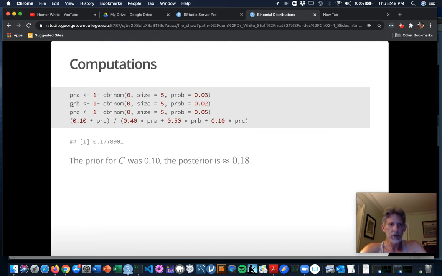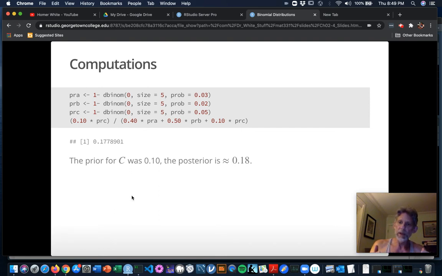Similarly, for the probability of rejecting if it comes from company B, I just changed the success probability. Same for C. So I compute those numbers, and then I head back to the Bayes formula and I put them in. So there was a probability of reject given C on the top, and here are the other conditional probabilities in their proper place in Bayes' theorem. And I'm getting about 0.18.